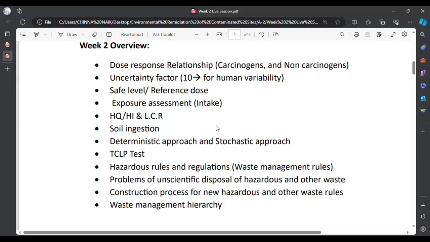From that we get the threshold dose, and the point at which we take the no observable adverse effect level and the lowest observable adverse effect level. So the course instructor taught NOAEL, LOAEL, and threshold doses. After that, the course instructor was teaching about uncertainty factors.